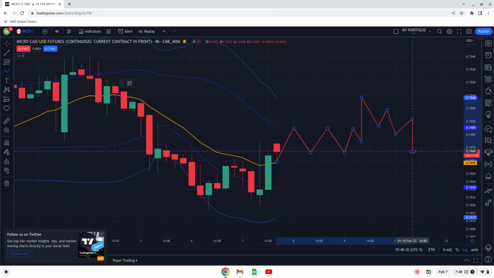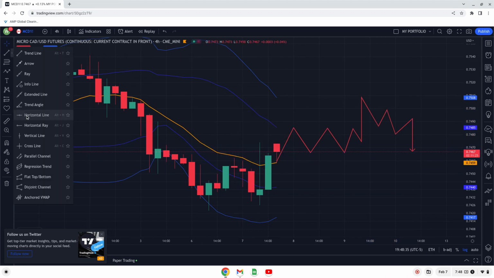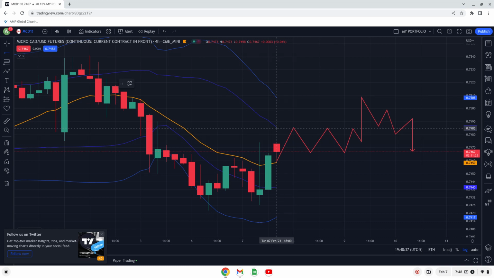All right. And so what I'm going to do is put a horizontal line here so you guys get to see like a horizontal ray. That way we can extend the line out. So I'm going to just try to do the best I can.